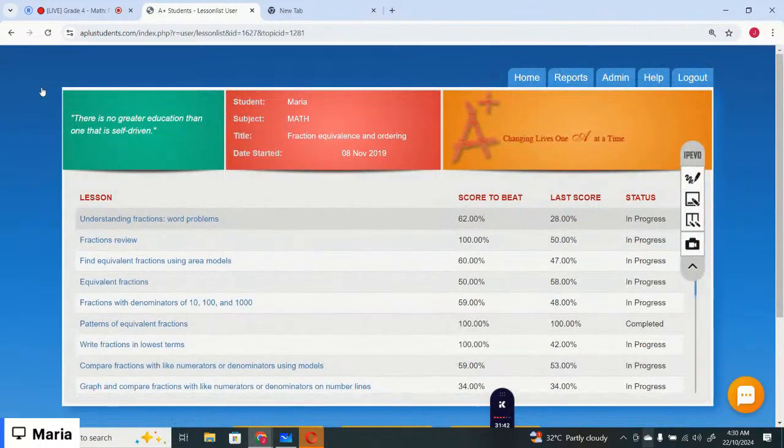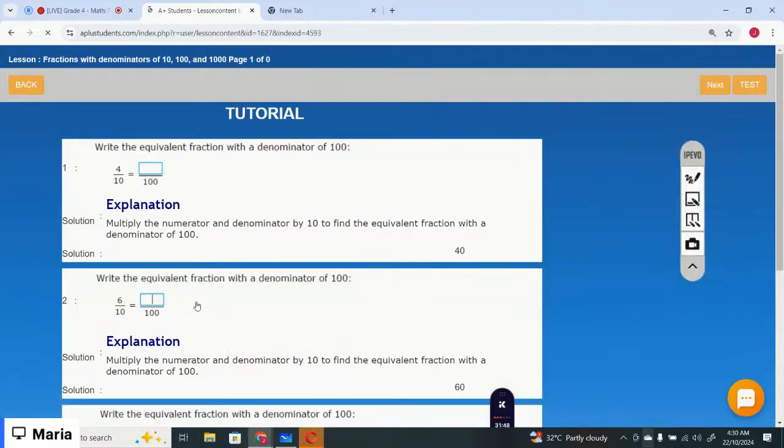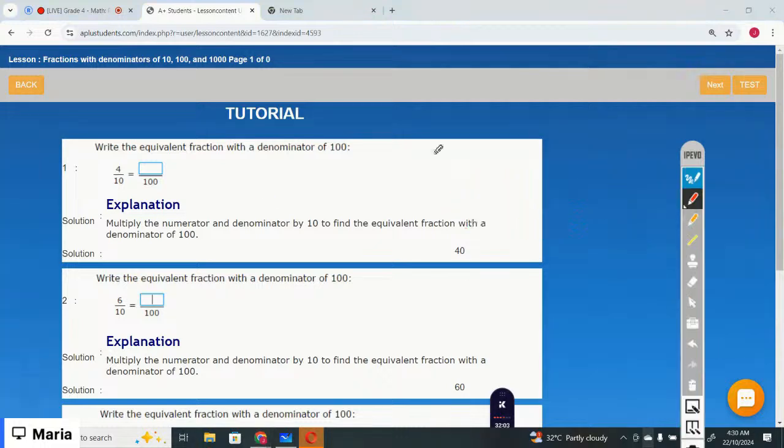The next lesson is fractions with denominators of 10, 100 and 1000. Let's just start with the lesson. Write the equivalent fraction with the denominator of 100. So you are given the fraction that is 4 over 10. You need to write down the fraction that has the denominator 100. So how do you write?